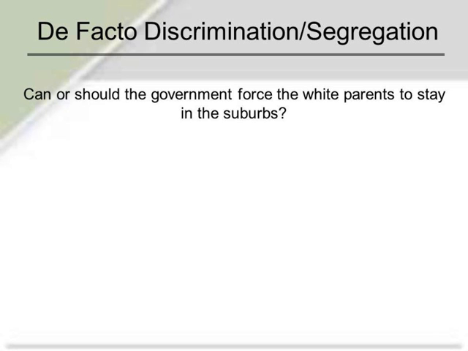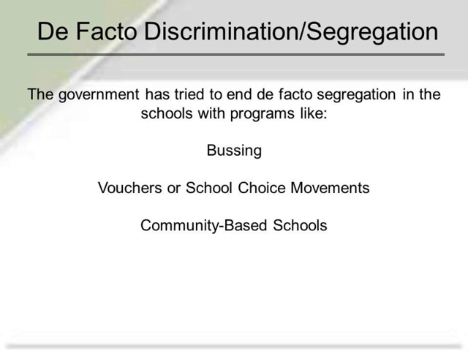They have tried to come up with new ways. And let me give you another way that the government has tried to overcome this new round of racial segregation that we have that's based on de facto issues. When we look at our schools in this country, we have used programs like busing, we've used vouchers or school choice, and we've also tried something called community-based schools.